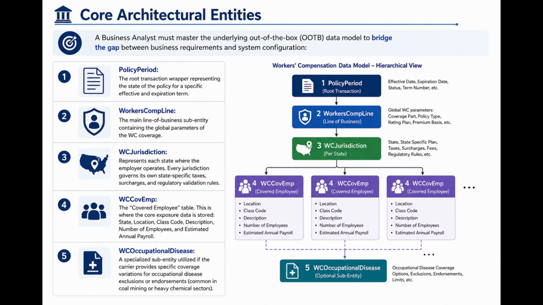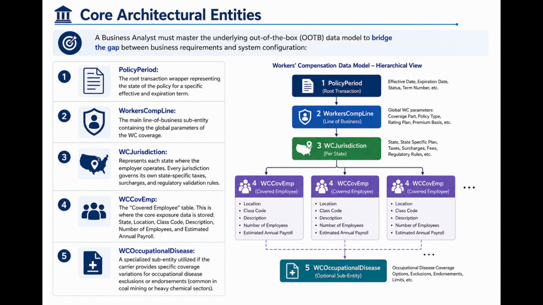If a carrier writes a policy covering multiple territories, the WCJurisdiction dictates the compliance workflows and rating variations required by each local government. It ensures that state-mandated timelines, underwriting rules, and local premium modifications, such as the experience modification factor, are cleanly separated, preventing a multi-state policy from collapsing into flat fields. Directly linked to the jurisdiction is the WC-COV-EMP table, known as the Covered Employee Table.